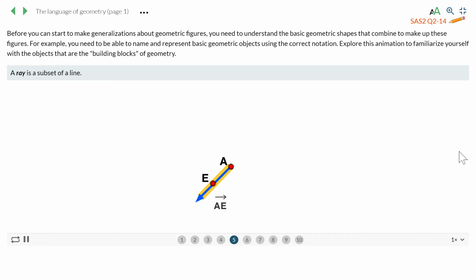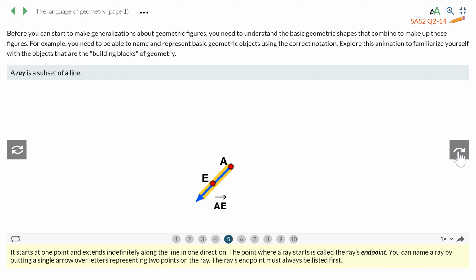A ray is a subset of a line. It starts at one point and extends indefinitely along the line in one direction. The point where a ray starts is called the ray's endpoint. You can name a ray by putting a single arrow over letters representing 2 points on the ray. The ray's endpoint must always be listed first.